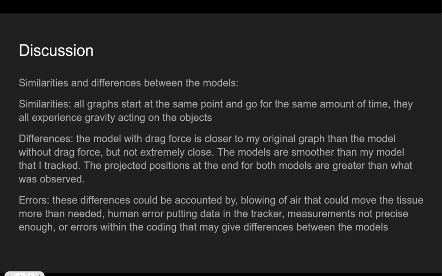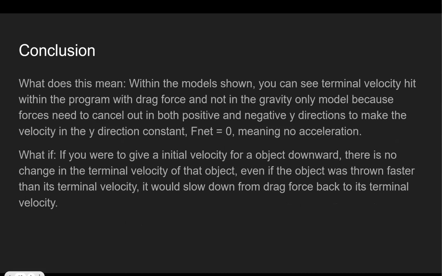Now there are a few reasons as to why this happens. It mainly is human errors. It could be blowing of air that could have happened within my apartment. There also could have been errors in putting data into Tracker. Measurements may not have been precise enough. It may not have been exactly 1 meter that was dropped. It may have been like 0.94, 0.9 or something like that. Or there could be errors within the code itself that may give slight differences from what would be more expected. But, with all that being said, what does this all kind of mean?